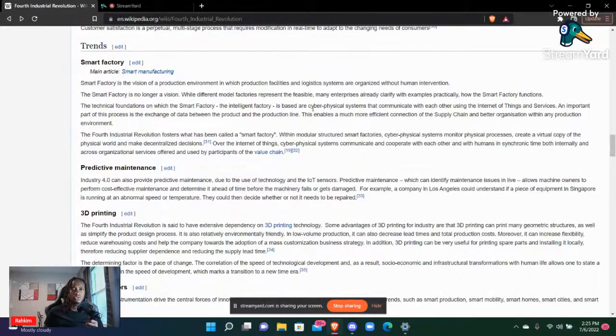The fourth industrial revolution fosters what has been called a smart factory within modular structured smart factories. Cyber physical systems monitor physical processes, create a virtual copy of the physical world, and make decentralized decisions over the Internet of Things. Cyber physical systems communicate and cooperate with each other and with humans in real time, both internally and across organizational services offered and used by participants of the value chain.